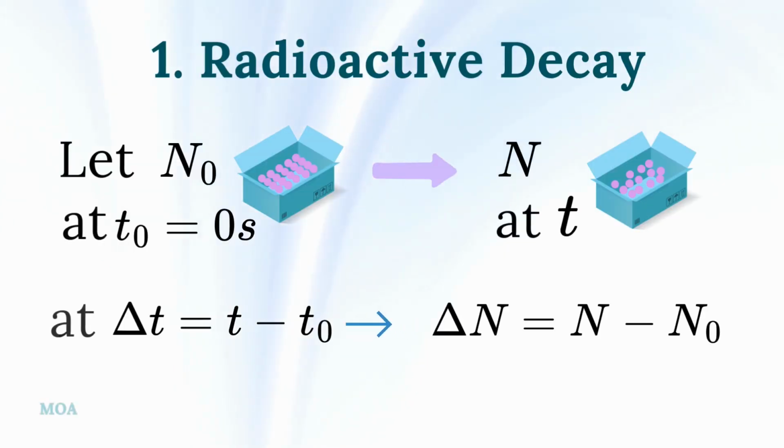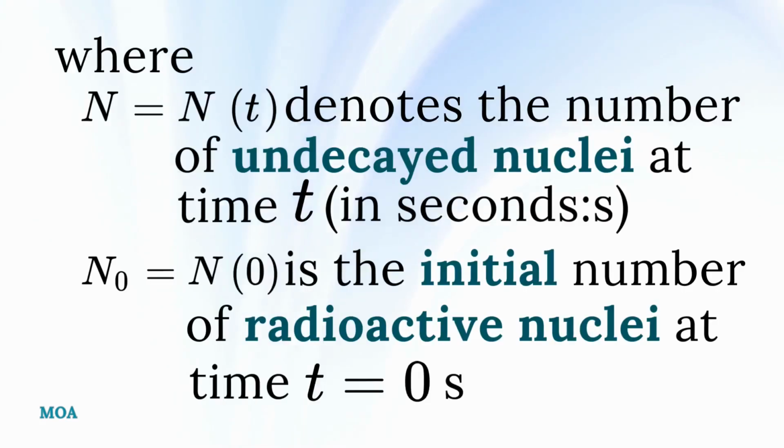We consider N sub 0 to be the initial number of radioactive nuclei at time t equals 0 seconds. We denote by N of t the number of undecayed nuclei at time t. Over a time interval delta t, the change in the number of nuclei is delta N equals N of t minus N sub 0. Here, N of t is the number of undecayed nuclei at time t, and N sub 0 is the initial number at time 0.